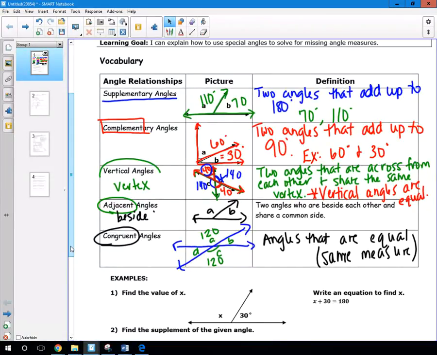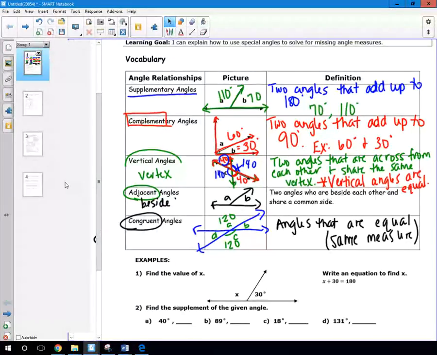Okay? So supplementary, 2 angles add up to 180. Complementary, 2 angles add up to 90. Vertical are across from each other and are congruent. Adjacent beside each other, and congruent angles are equal. Okay, so I'm just going to do a couple of practice problems and then we'll finish up together.